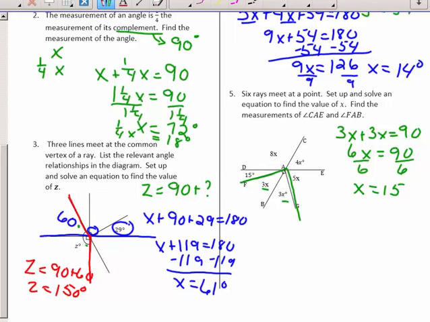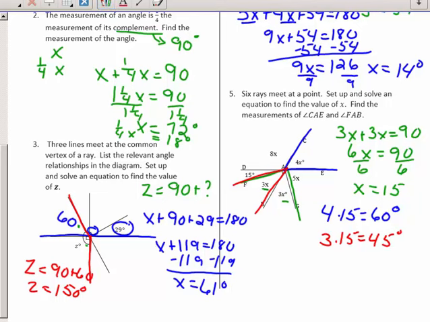So I found x, so let's see, what angles do they want me to find? They want me to find CAE. CAE is 4x. So 4 times 15 is going to give me 60 degrees. They also want me to find FAB. So FAB is right here, and that's 3x. So 3 times 15 is going to give me 45 degrees.